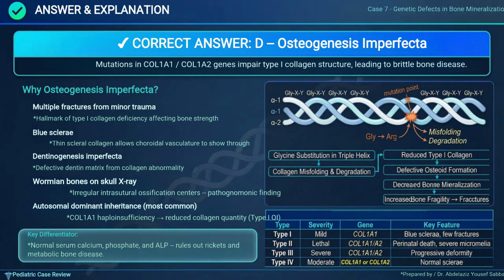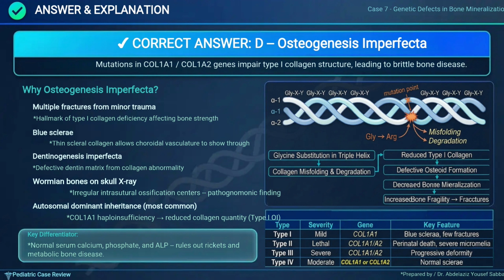The correct answer is option D, osteogenesis imperfecta. COL1A1 and COL1A2 are the genes encoding the alpha-1 and alpha-2 chains of type 1 collagen. Mutations impair the triple helix structure of collagen, leading to collagen misfolding and degradation, defective osteoid formation, decreased bone mineralization, and increased bone fragility. The osteogenesis imperfecta classification includes 4 main types.